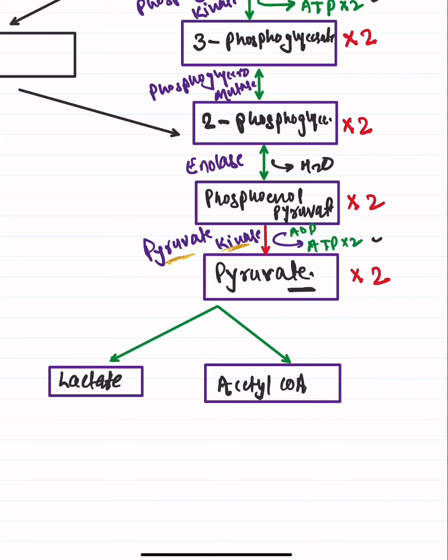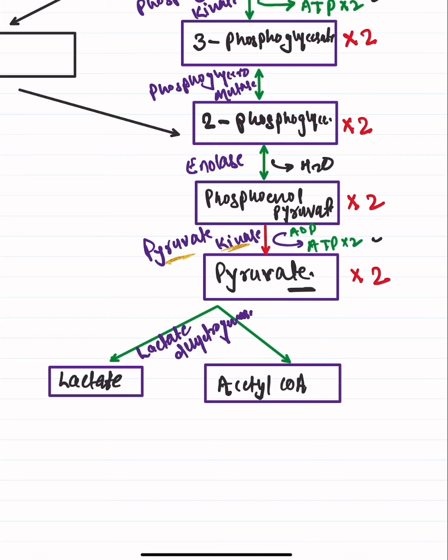If there is absence of mitochondria, there is no option, right? This pyruvate will change into lactate, as it happens in RBC, right? If there is presence of mitochondria and there is absence of oxygen, in that condition also pyruvate will change into lactate. And the name of the enzyme here is lactate dehydrogenase, right? And why is this reaction so important?